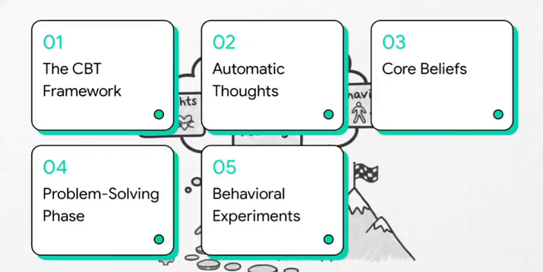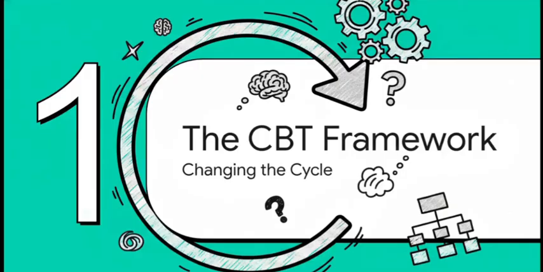Now, because CBT is such a highly logical and goal-oriented process, we're going to follow their exact chronological map today. We'll hit the CBT framework, catching automatic thoughts, uncovering core beliefs, the problem-solving phase, and finally, designing behavioral experiments. All right, let's kick things off with Section 1, the CBT framework, changing the cycle.